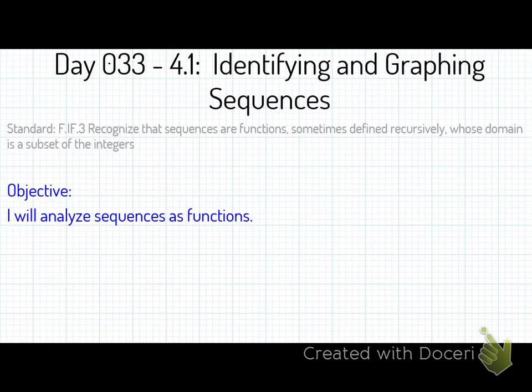Okay, here's your objective. Let's read this out loud. Ready and begin. I will analyze sequences as functions. Okay, awesome.